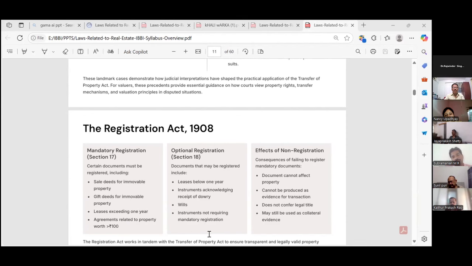And in case of lease below 1 year, or instruments acknowledging receipt of dowry, wills, or instruments not requiring mandatory registration, under Section 18 you may have optional registration. And if the property is not registered, what will be its effect? The documents cannot affect the property, cannot be produced as evidence for the transaction, but may still be used as collateral evidence.